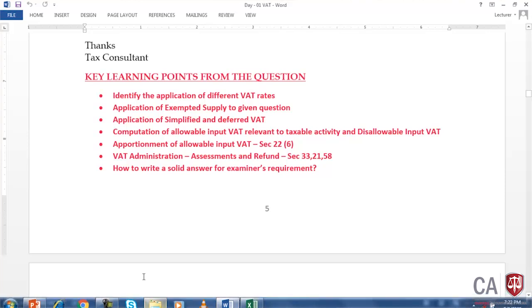Then apportionment we have done, and VAT administration: assessment and refund, section 33 on assessments and additional assessment time bar, section 21 furnishing of returns, and section 58 refunds. Then the last one, how to write a solid answer to the examiner's requirement. Read the requirement first, and with that understanding write the answer to what the examiner exactly asked, in a typical answer format. Plan your 15 minutes to have a good answer.